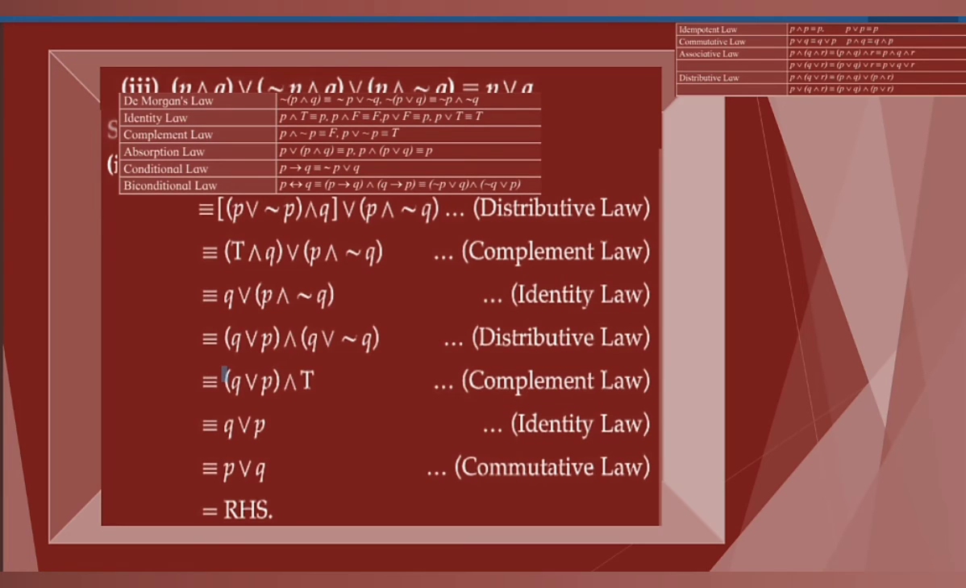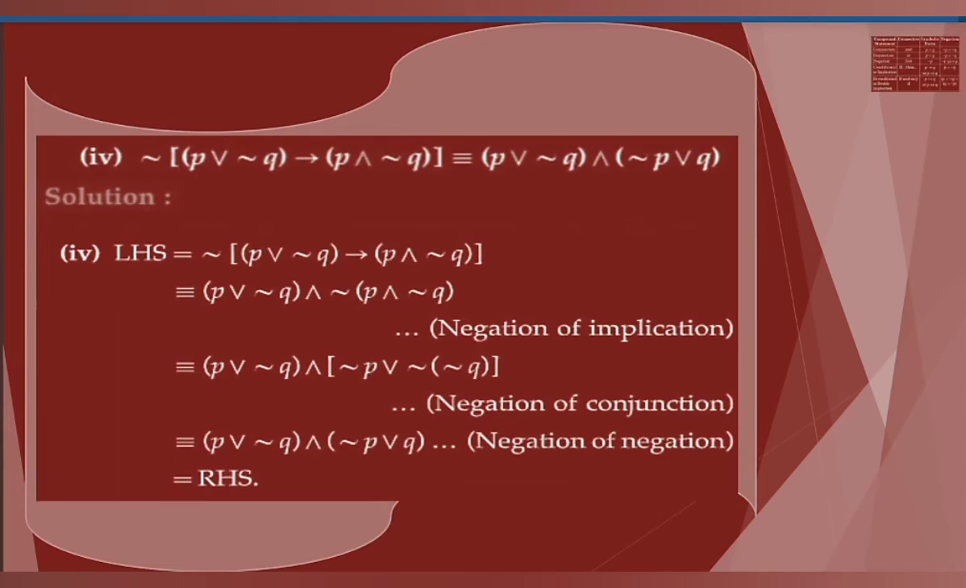Identity law means this is P, this bracket suppose P, and P and T means P. This bracket is written as it is. And again the commutative law. Commutative law means Q or P is written as P or Q. This second statement is written in the first position, and this Q is written in the second position. This is the commutative law. And hence the RHS. LHS equals RHS.